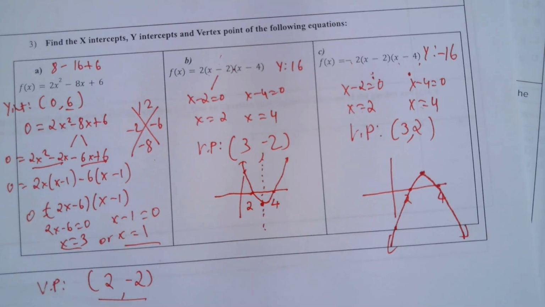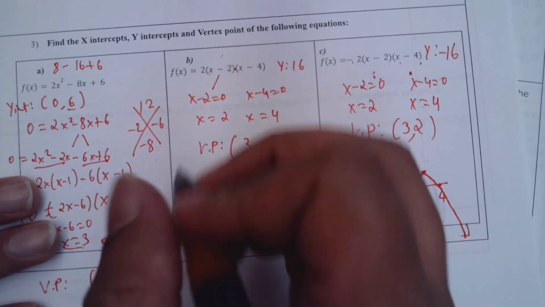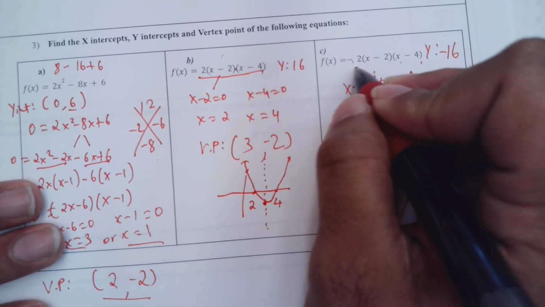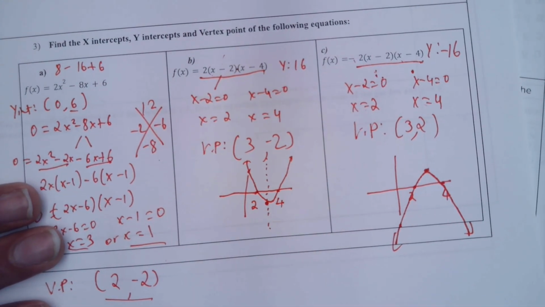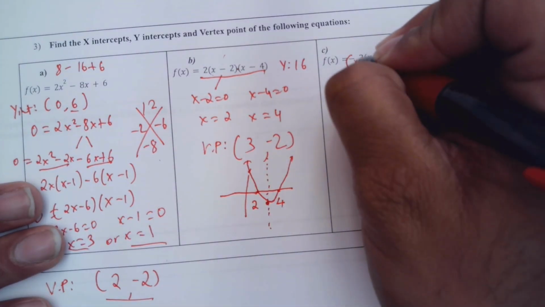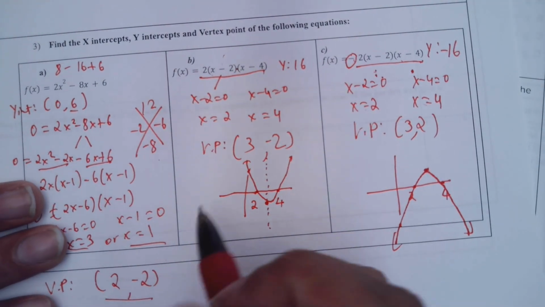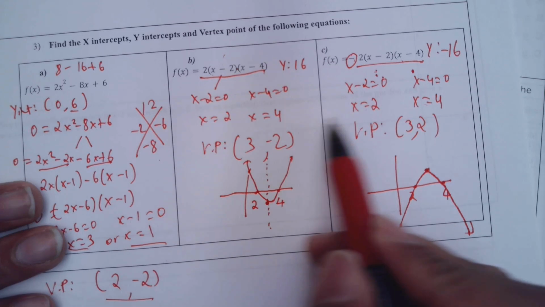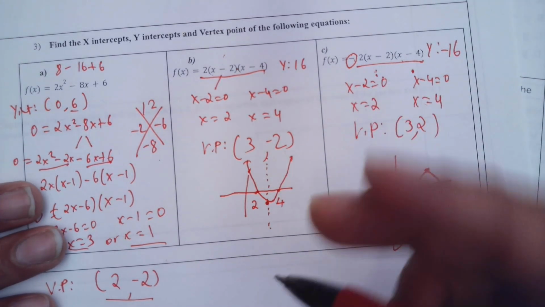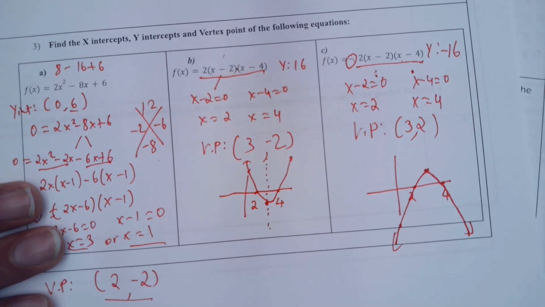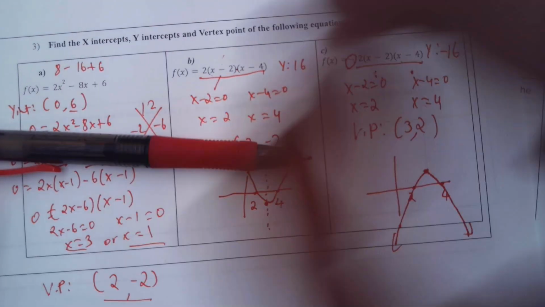The point is this. I want to talk about this. What is the difference between these two? It's going to help you answer the next question. You see the difference is this negative outside, right? See, it doesn't affect your x-intercepts. It does affect your y value of the vertex point. See how it flips over the x-axis, right?